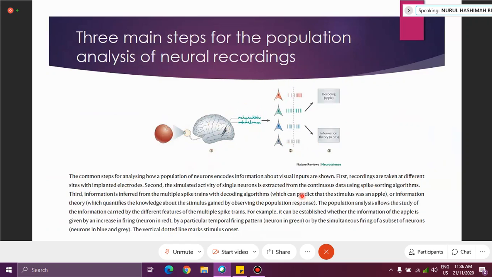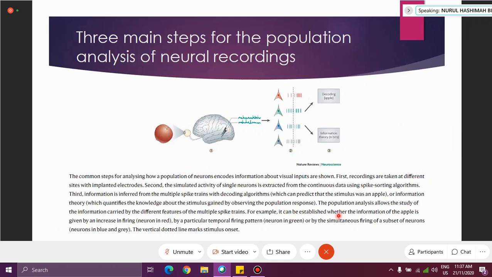So these decoding algorithms can predict that the stimulus was an apple. This can be a data mining approach or a machine learning approach. Information theory is just based on probabilities or numerical calculations, which quantify the knowledge about the stimulus gained by observing the population response. So population analysis allows the study of the information carried by different features of the multiple spike trains.